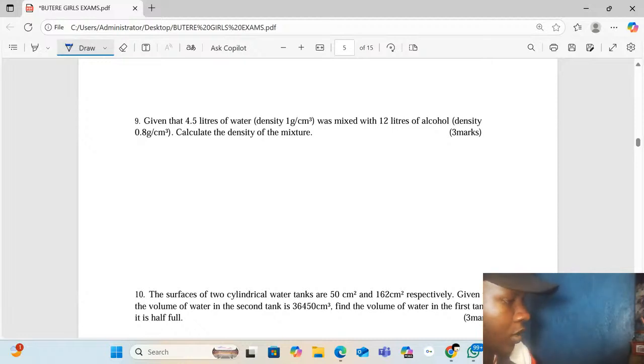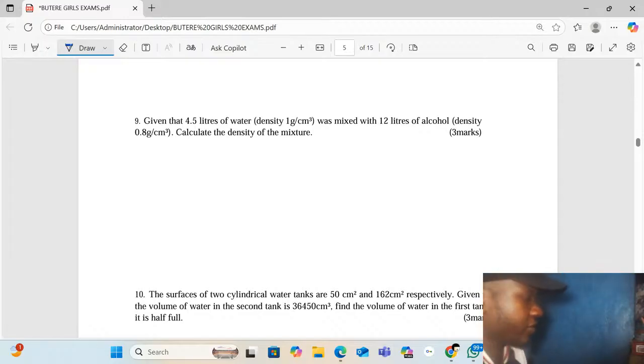Given that 4.5 liters of water of density 1 gram per cubic centimeter was mixed with 12 liters of alcohol of density 0.8 grams per cubic centimeter, calculate the density of the mixture. To find the density, we have to take the volume and the mass.